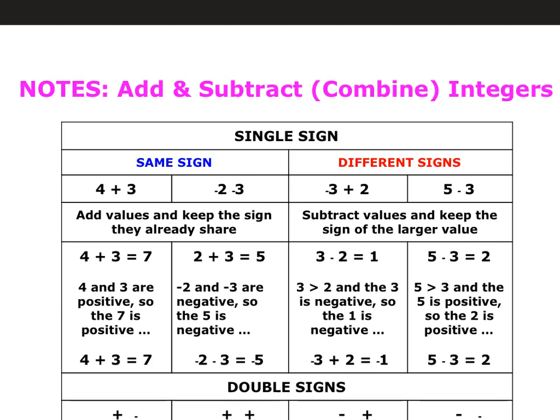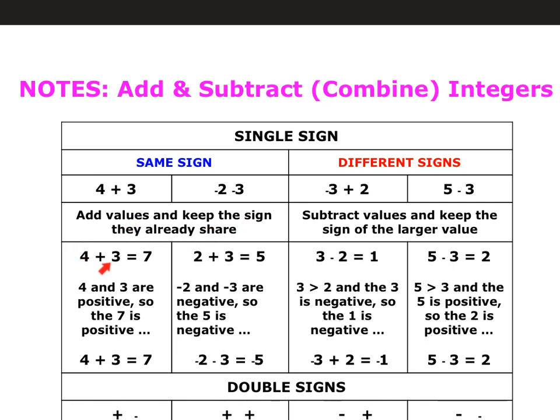Add and subtract integers, or combining integers. What we're going to look at first is when we have single signs of these integers, what happens? Well, when they're the same sign, for example, 4 plus 3, they're both positive, or -2 minus 3, they're both negatives, you're going to add the values and keep the sign they already share.